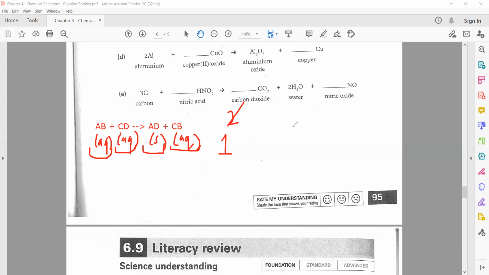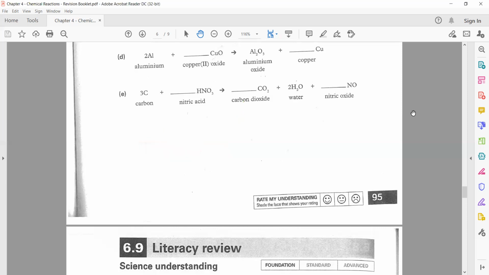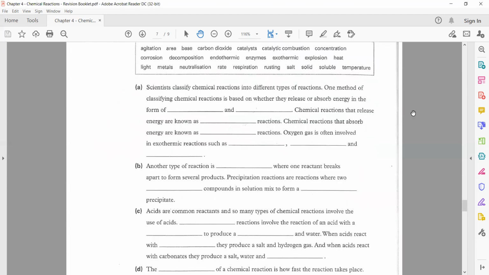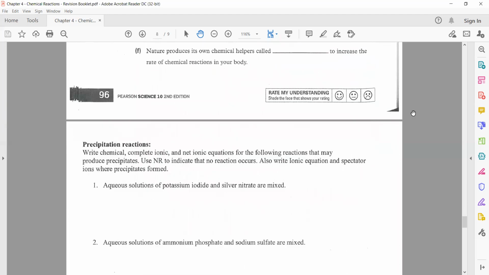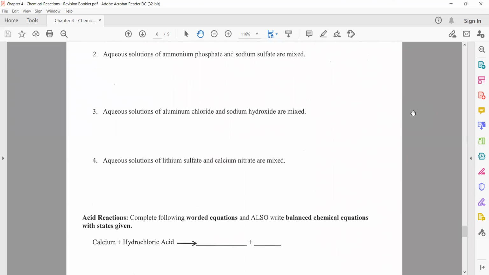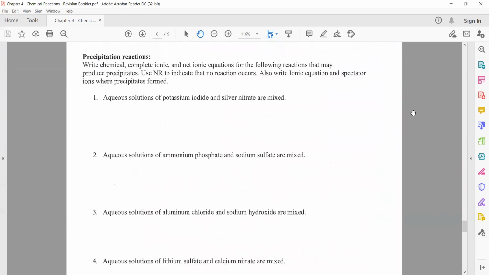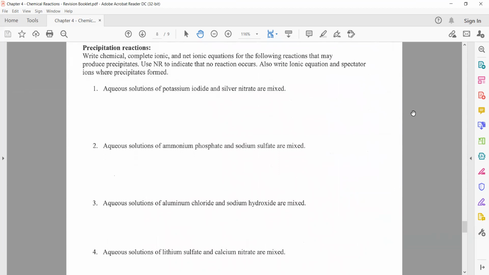I don't have precipitation reactions written out. Okay, we'll do maybe one precipitation reaction then, and I'll just show you guys. We'll just recap how to do that. Let me just go down. Where was the precipitation reactions? Okay, let's try the first one.